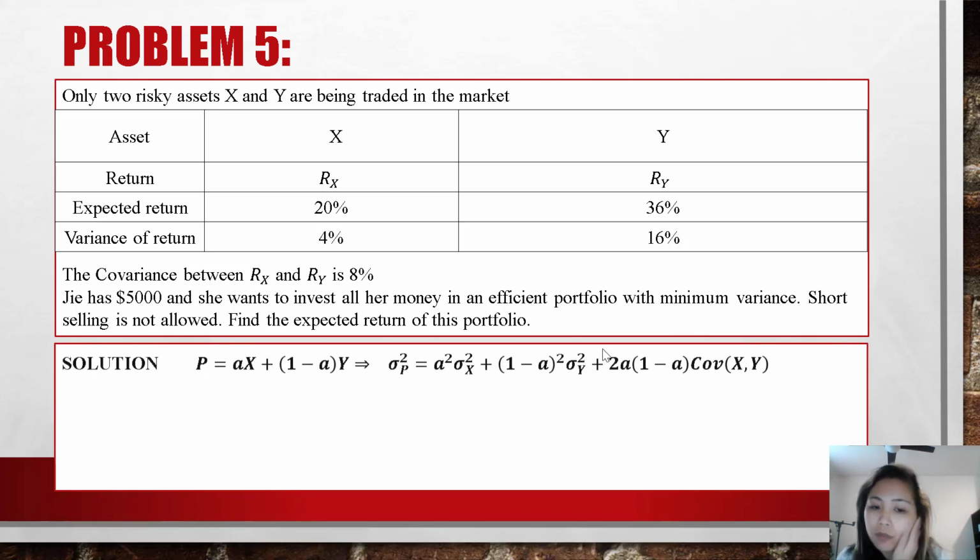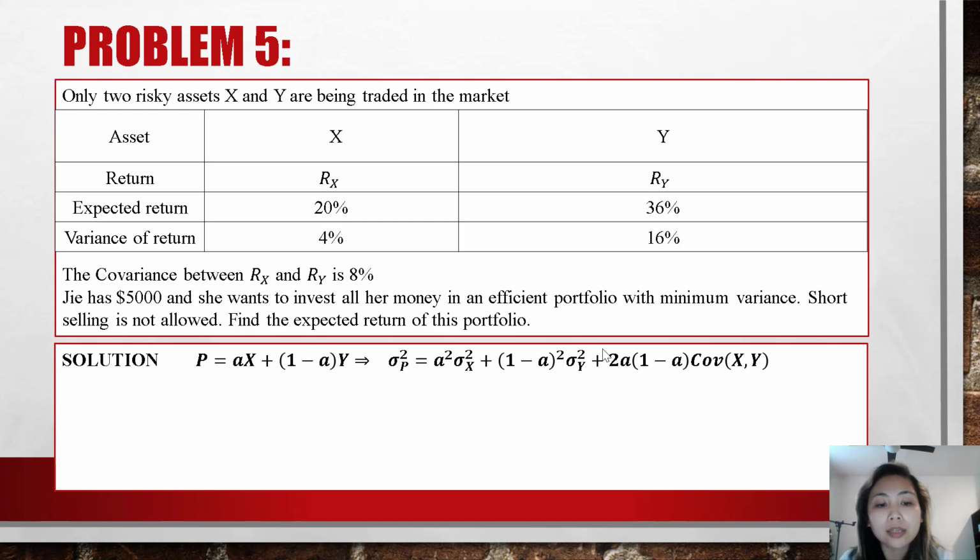So here, first, I'm gonna call A the weight of X, and of course 1 minus A is the weight of Y because we have only 2 assets in this portfolio. So P is AX plus (1 minus A)Y. And we want to minimize the variance. So let's write out the formula for the variance. Sigma squared P is the variance of the portfolio. It is equal to A squared sigma squared of X plus (1 minus A) squared sigma squared of Y plus 2 times A times (1 minus A) times the covariance between X and Y.